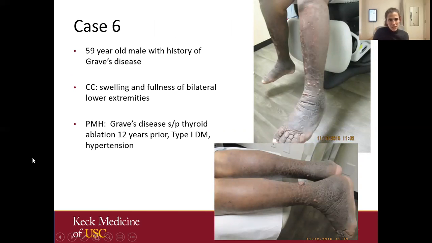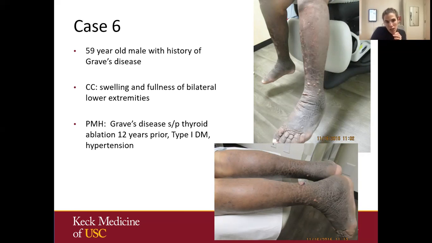So here's a sixth case. This is a little bit more of an outlier, but also in the endocrine family. This is actually a case that Stratos and I saw together in the Rome Derm clinic a few years ago, and it was an exciting treatment success from a limited perspective. This gentleman is a 59-year-old male who had a history of Graves' disease. He had initially been referred to plastics for evaluation of his lower extremities, a wound care clinic.